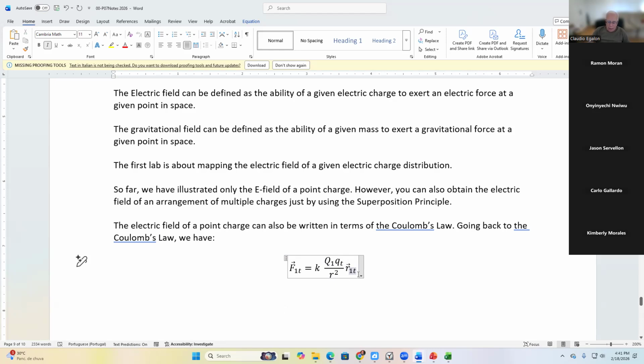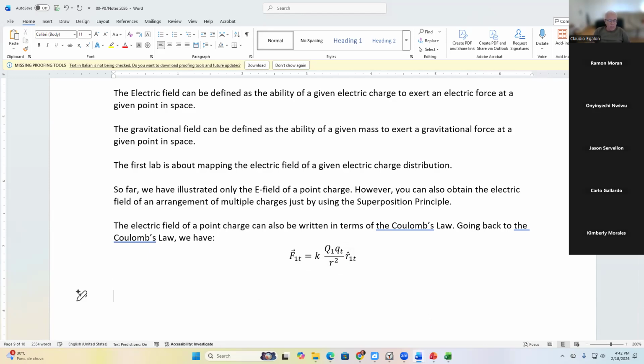It's not a regular vector, right? Let me put a hat. Let's see if I can fix that. Here you go. That's the mathematical formulation of Coulomb's law in vectorial format. Vector position going from charge 1 to the test charge, okay?